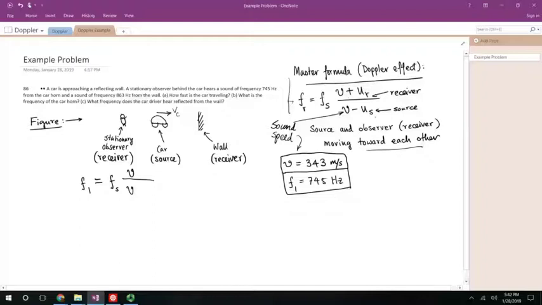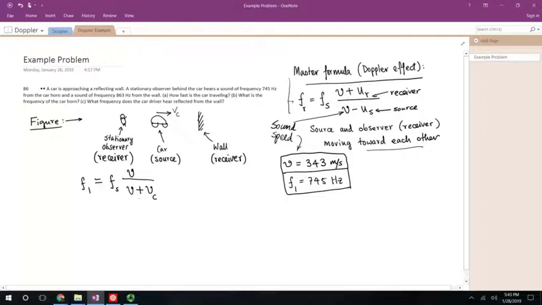So US is the source. In our case, the source is the car. The car is actually moving away from the observer. If it was moving toward the observer, this would have been a negative sign. But now the car is moving away, so this is going to be a positive sign. So we get V plus Vc. Okay, so this is F1. F1 equals Fs V over V plus Vc.